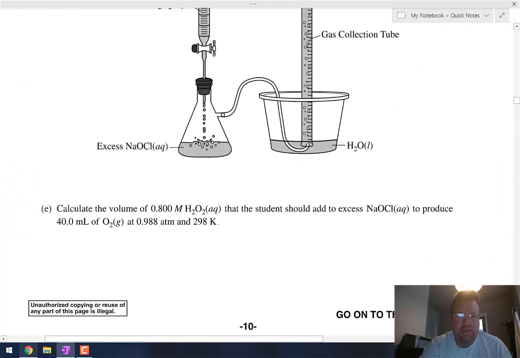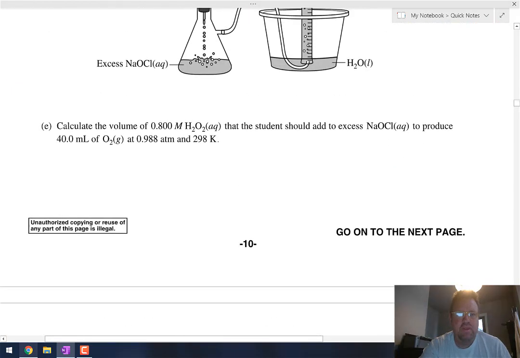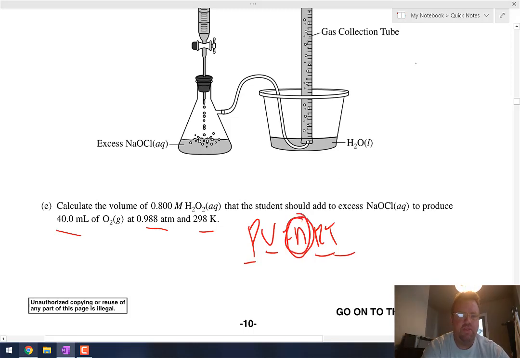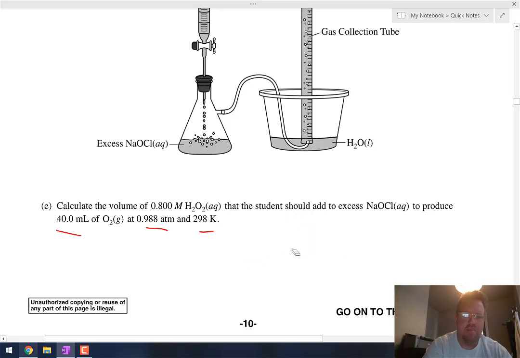Part E says calculate, again, they give you some more information. Calculate the volume of 0.8 molar hydrogen peroxide that the students should use to add to excess NaOCl to produce oxygen gas with a given volume, pressure, temperature. Volume, pressure, temperature, PV = nRT. You always know R. What's missing? Moles. So we can use those values to find the moles of oxygen. So n is going to equal PV over RT.